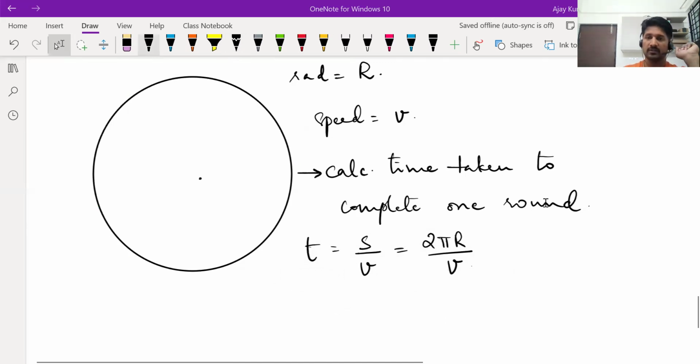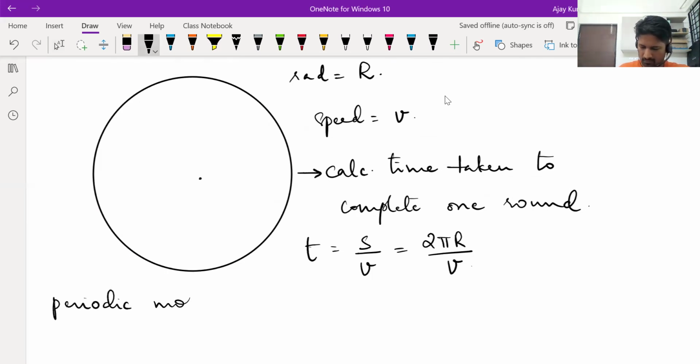Okay. So uniform circular motion is an example. Tell me if you know the term for this. If any event or motion repeats after regular intervals of time, what do you call it? It's okay even if you don't know the term. It's called periodic motion. Motion which repeats itself after regular intervals of time is called periodic motion.